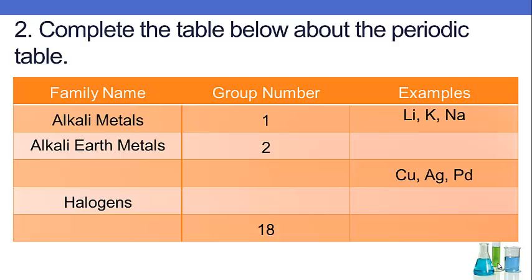Next, we have the alkali earth metals in group number 2. So in the next column, these are going to be things like beryllium, magnesium, calcium. All of these are going to be very similar to the alkali metals, but just a little bit less reactive. All of their properties are similar, but a little bit less. So alkali metals are very, very soft. Alkali earth metals are still soft, but they're a little bit harder.